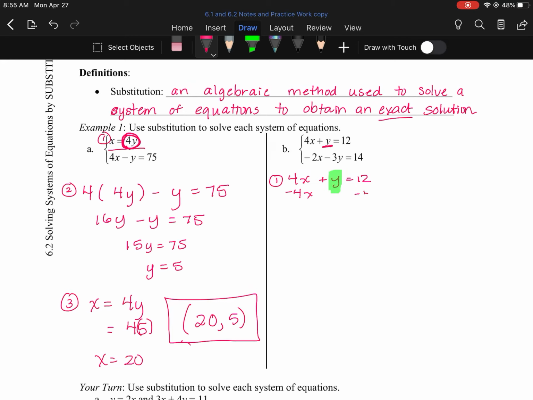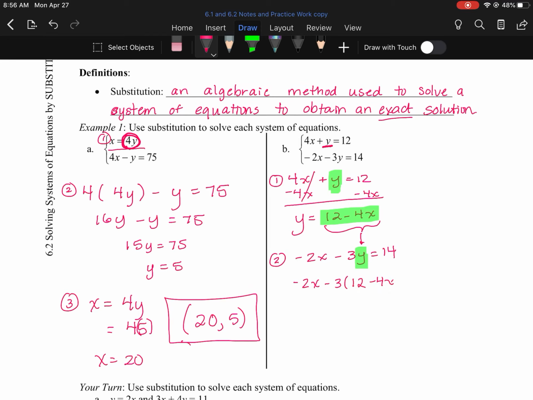So I'm going to subtract 4x from both sides. So y equals 12 minus 4x. We could have put negative 4x plus 12. All right, so now my next step is to take my second equation, because I can't use the same one. If you use the same one, everything's going to cancel out. But everywhere I see y, I'm going to substitute that in, because it tells me y is equal to that. So I'm going to get negative 2x minus 3, and don't forget parentheses, times the quantity 12 minus 4x.